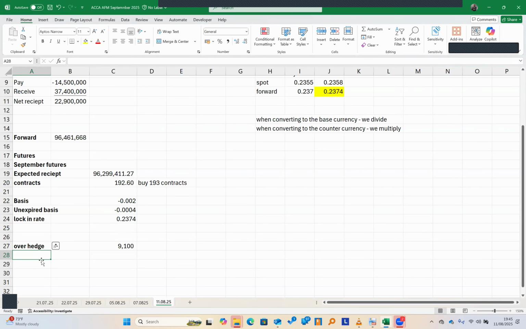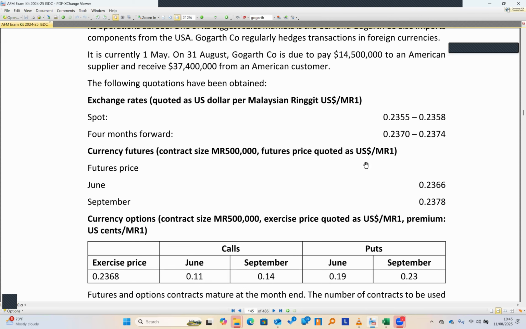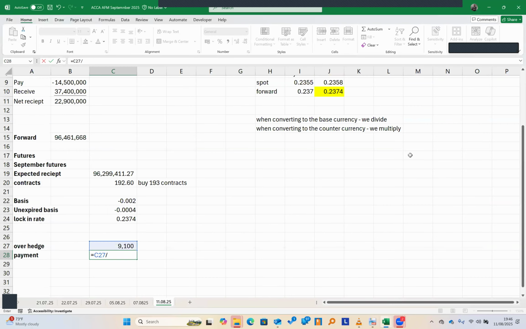So what is the payment when we are buying the Malaysian ringgit? We just divide this by... We have overhedged. So it means that the person is expecting us to give him more dollars, but we don't have more dollars. So we are going to have to buy dollars. For that, we are going to have to sell Malaysian ringgit. And the bank buys the Malaysian ringgit from us at 0.2370. So this is the extra amount of Malaysian ringgit that we are going to have to pay.